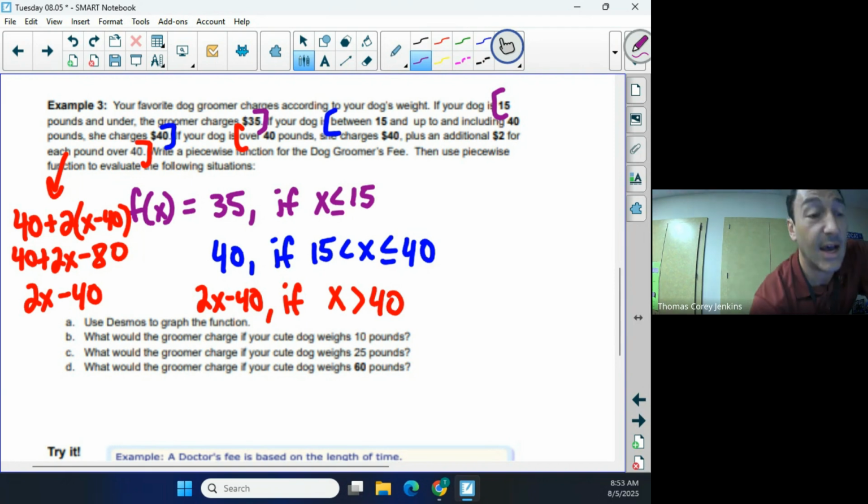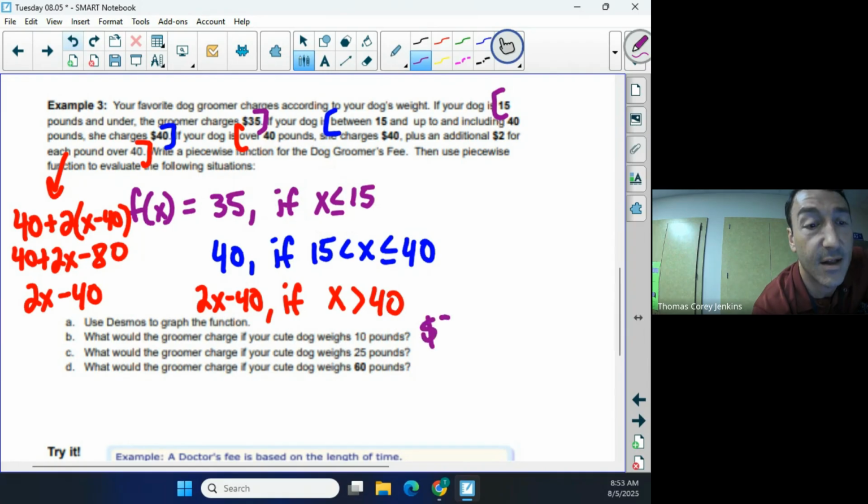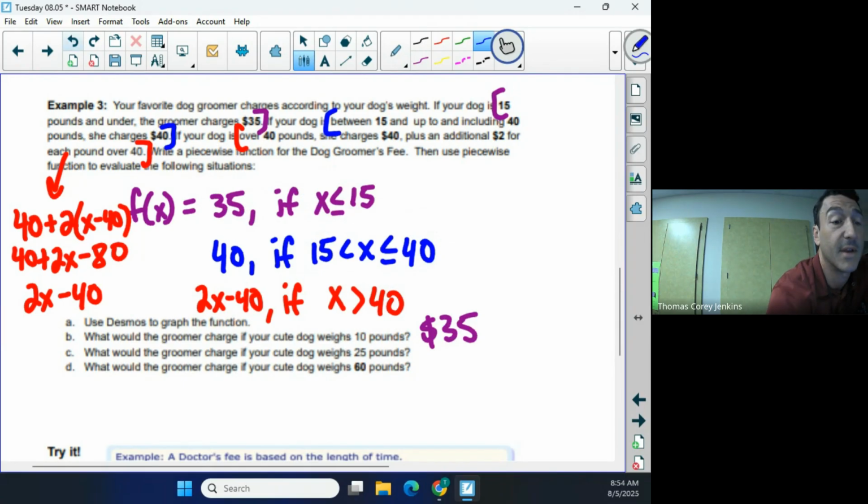That would be, 10 falls into this range. So we are going to get charged $35, right? So $35 for a 10-pound dog. What about a 25-pounder? 25 falls into this domain, right? So it says at this domain, we're going to get charged $40. So answer to part C would be 40.